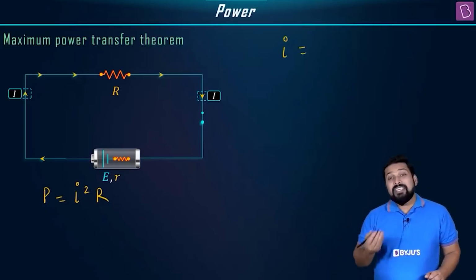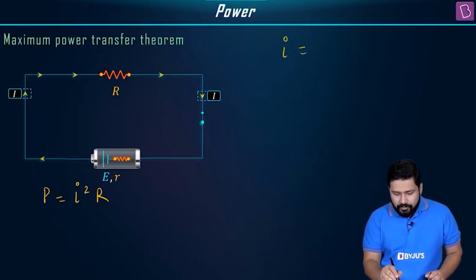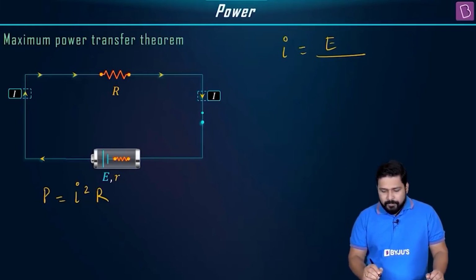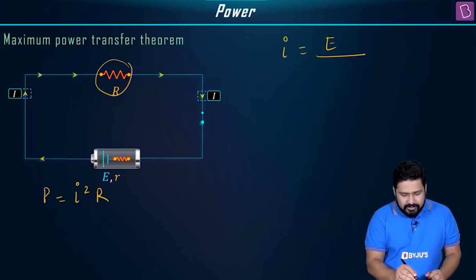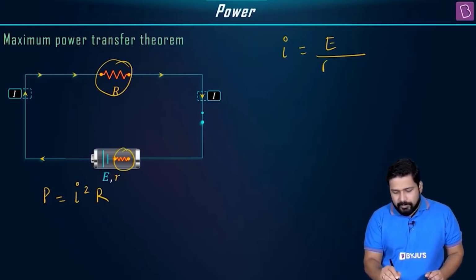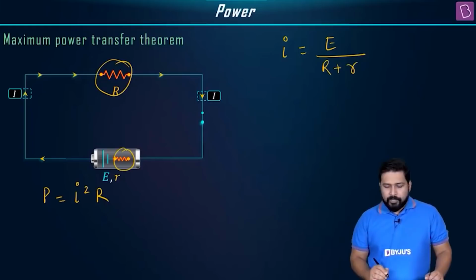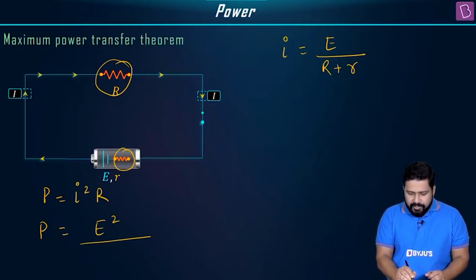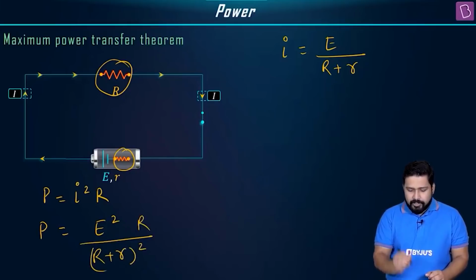I will be E effective divided by R effective. So E effective is E. R effective is what? This is the external resistance and this is the internal resistance, so capital R plus small r. If I substitute this, what do you get? P is equal to, instead of I square, I can write E square divided by capital R plus small r, the whole square, times R.